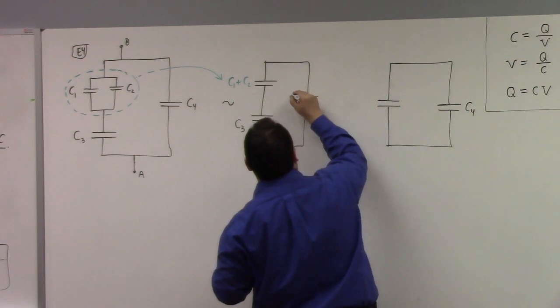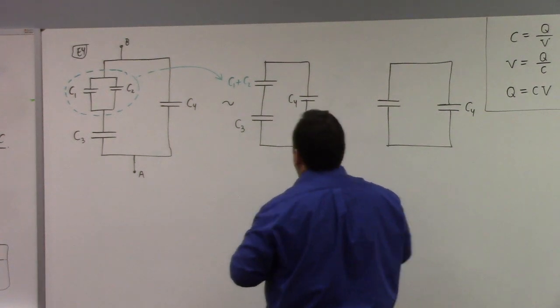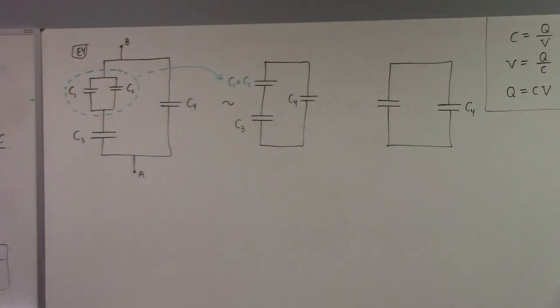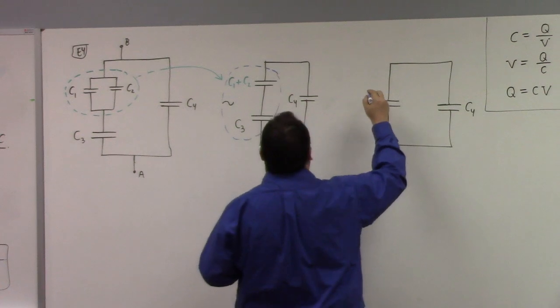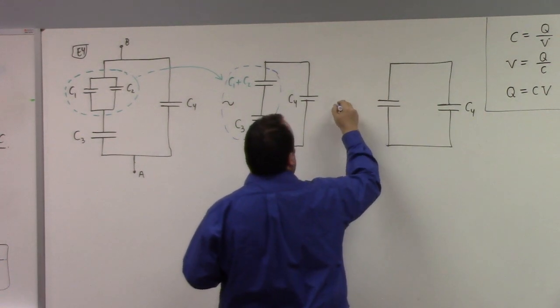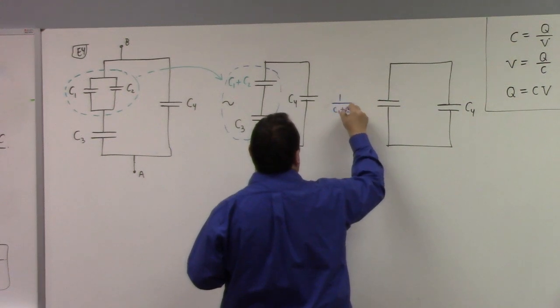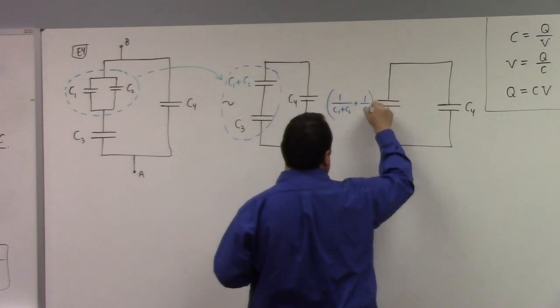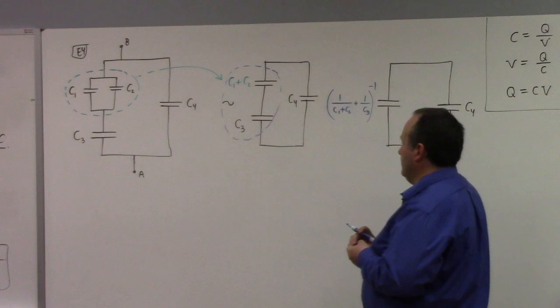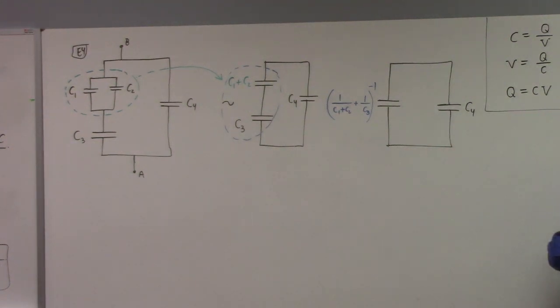And I'll put it over here. So my question is, what's the equivalent capacitance of that series combination? Yeah? C1, obviously C1 plus C2 times C3 over C1 plus C2 plus C3. So you're telling me 1 over C1 plus C2 plus 1 over C3, all of that to the minus 1 power? Yes. Agreed. So sum of the reciprocals reciprocated is the rule for series capacitors.